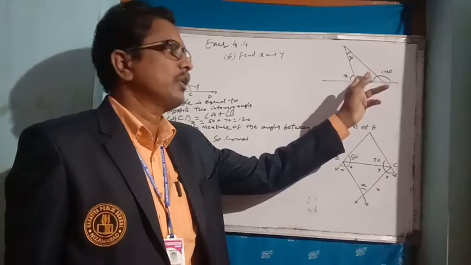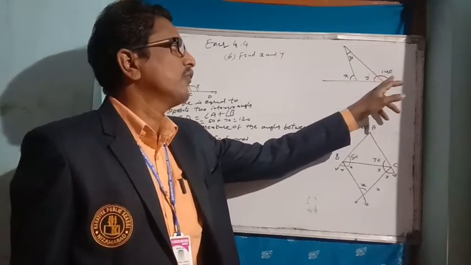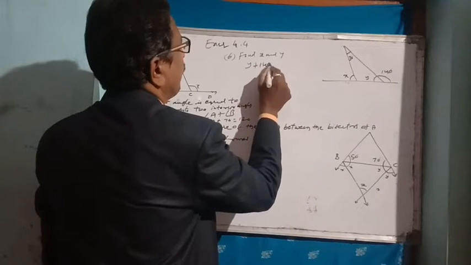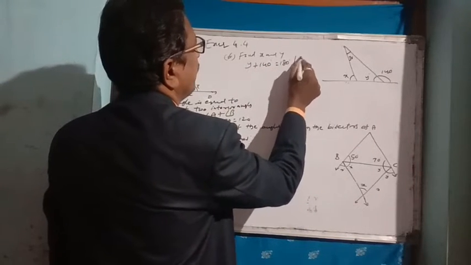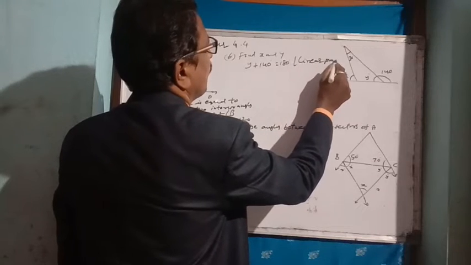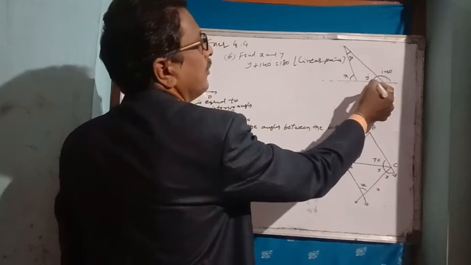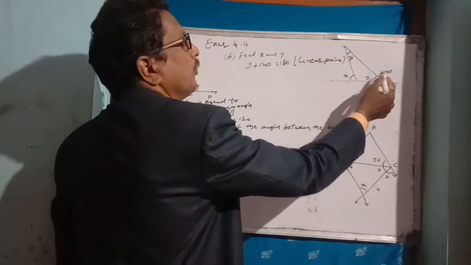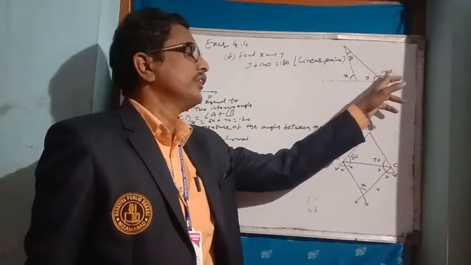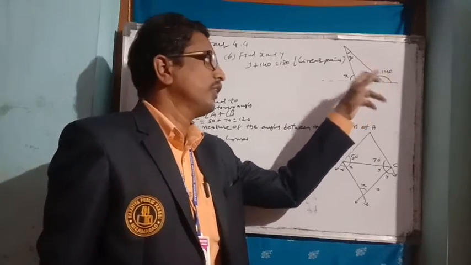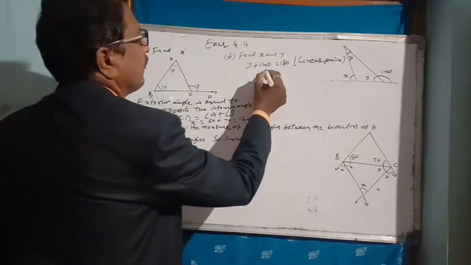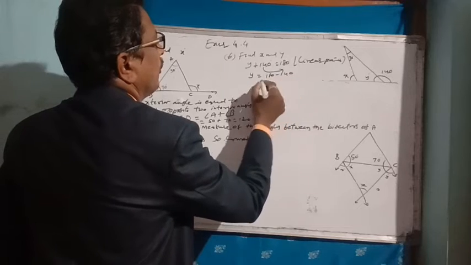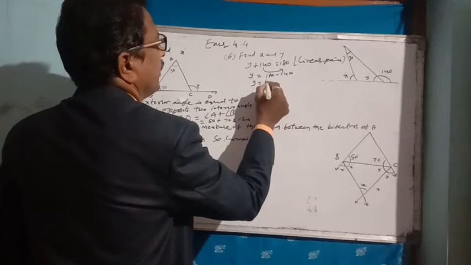Very easy. Observe here. Y plus 140 is equal to how much? 180. Here Y plus 140 is equal to 180. Why? That is the linear pair. On a straight line, when a ray stands, two angles are formed. Those two angles are adjacent angles. The sum of those two adjacent angles is equal to 180 on a straight line. Then 140 sent to the right side, plus quantity becomes minus quantity. Then Y is equal to 40 degrees.